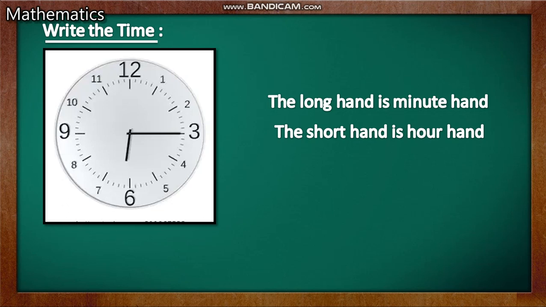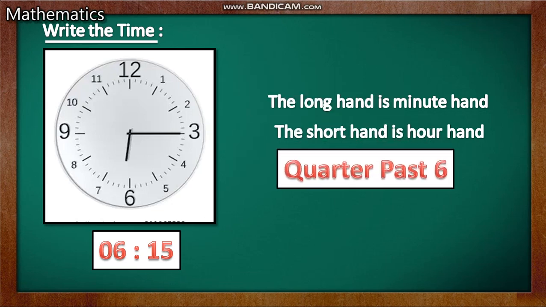And where is the short hand? The short hand is between 6 and 7. So you may say the time as quarter past 6. Then for quarter you may write 15. In numbers you may write this as 6:15. How this 15 is obtained, I will explain. You may write this as 6:15 or quarter past 6.